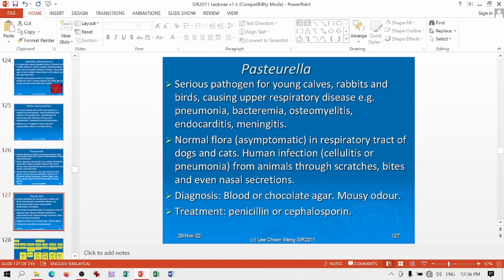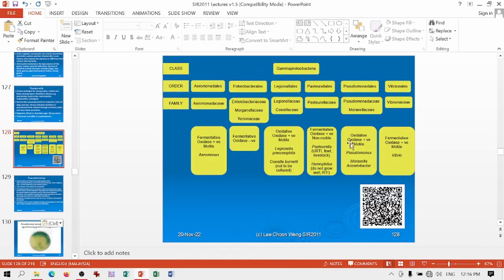It's a serious pathogen for farmers because it infects young cows, rabbits, birds, causing upper respiratory disease, for example, pneumonia, bacteremia, osteomyelitis, endocarditis, and meningitis. It is normal flora, which is asymptomatic, in the respiratory tract of dogs and cats. Cross-infection to humans occurs through scratches, bites, and even nasal secretions. Easy to grow on blood or chocolate agar, and treatment is with penicillin or cephalosporin.